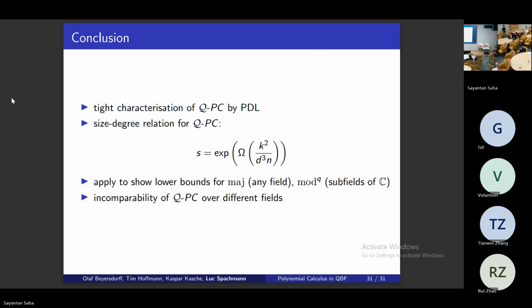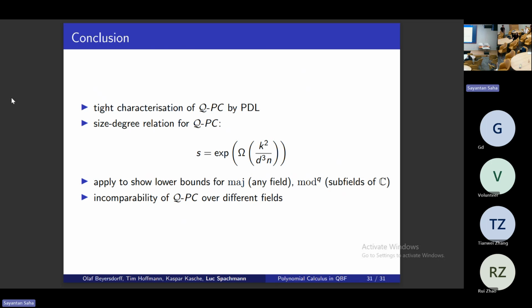Questions? Hello. All the formulas that you've considered are bounded alterations? Yes. Have you explored polynomial calculus for unbounded QBF? We have not explored it yet. So we know that our characterization with these PDLs does not hold, but we haven't explored it any further.